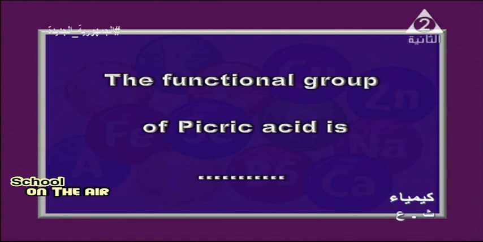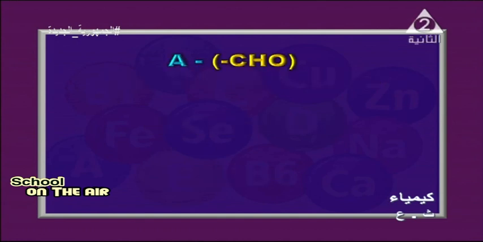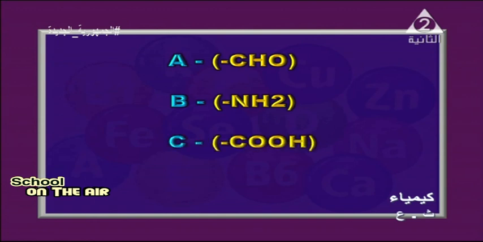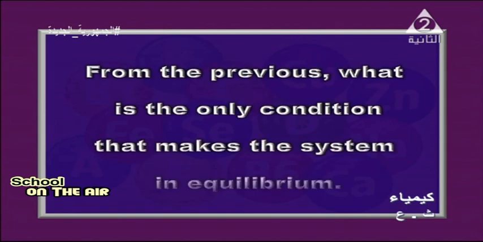What about this question? The functional group of picric acid is... Take care with this word. I know, and also you know, CHO, NH2, COOH, or OH. Aldehyde, amine group, carboxylic group, hydroxyl group. Catch the answer. It will surely be OH. Why OH? Because it's a picric acid. It's a good question.